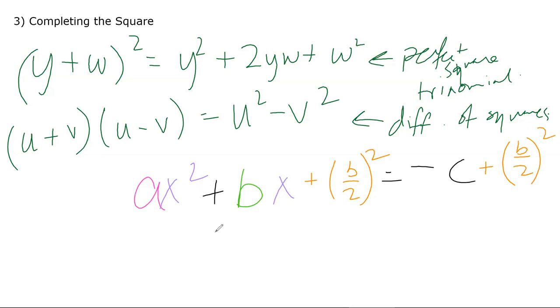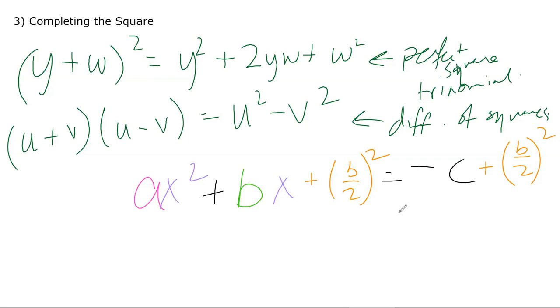And with this, we would have a perfect square trinomial. And remember, a perfect square trinomial is in this particular form. We have to first divide off by a, so let's ignore that a value. We're going to be getting x plus b over 2 quantity squared is equal to negative c plus b over 2 squared.